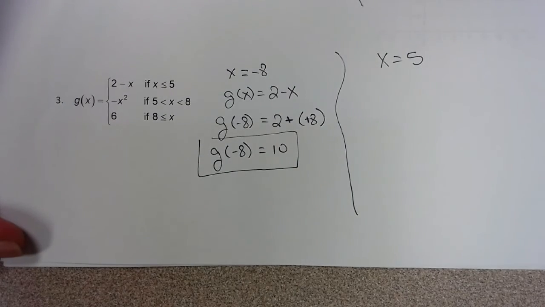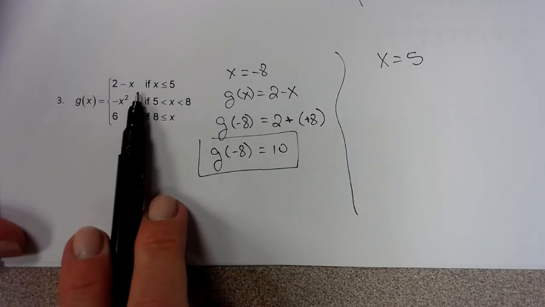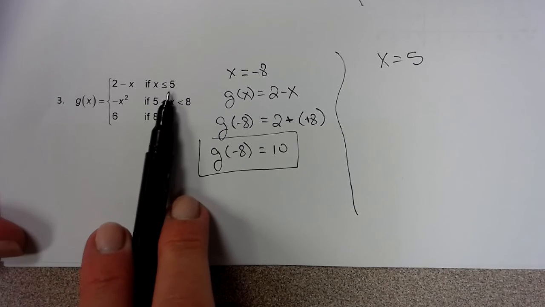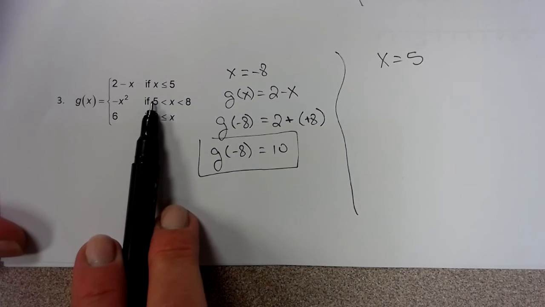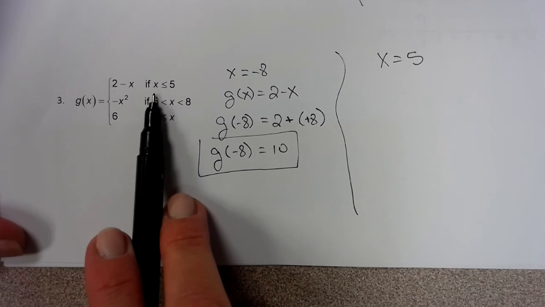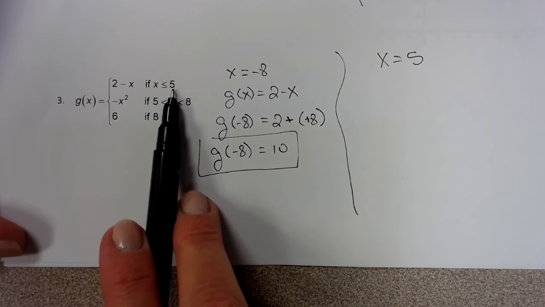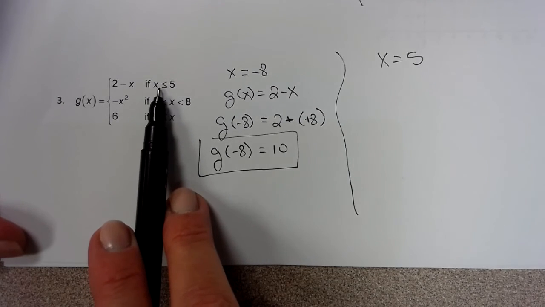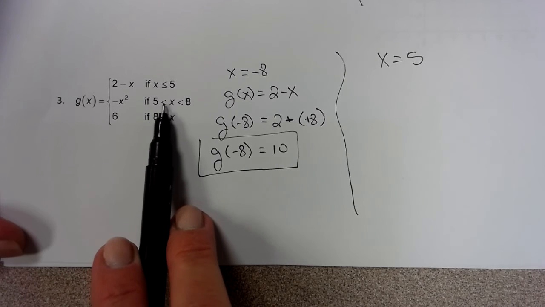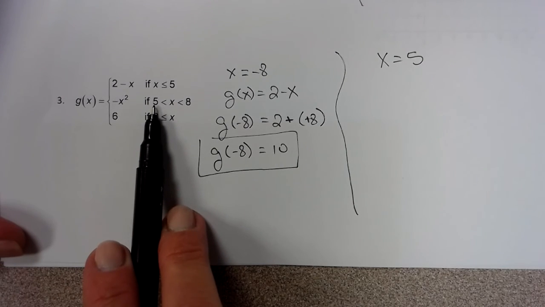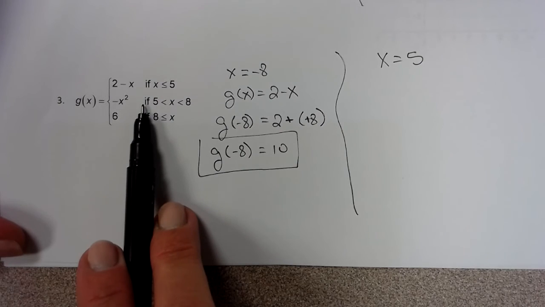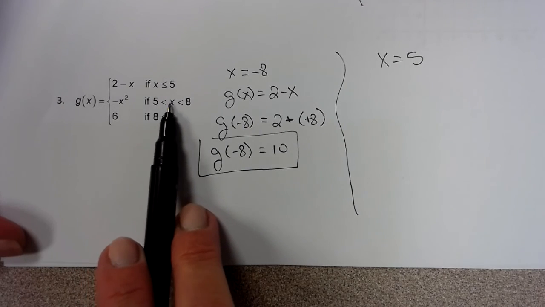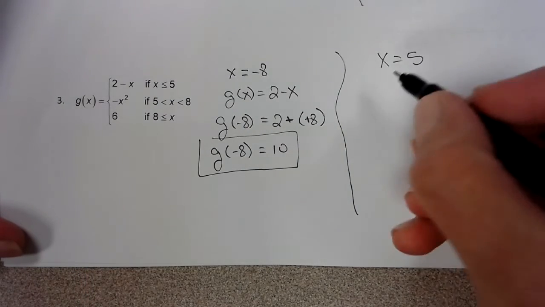Now let's do 5. So it's either the top one or this middle one. Is 5 less than or equal to 5? Yes, it is. You can have a number less than or equal to itself. We can't use this middle one because x would have to be bigger than 5, and 5 can't be bigger than itself.